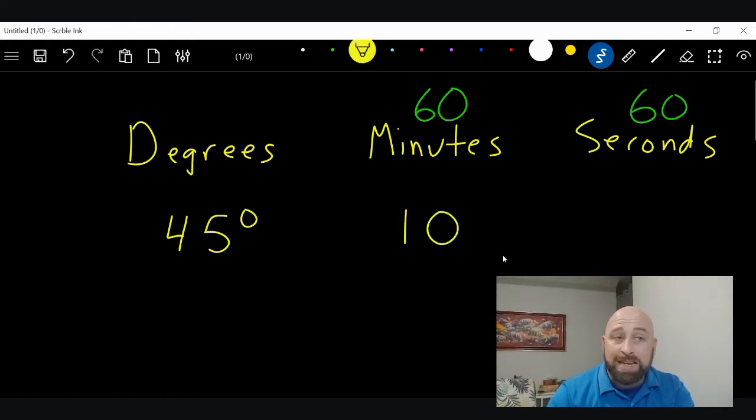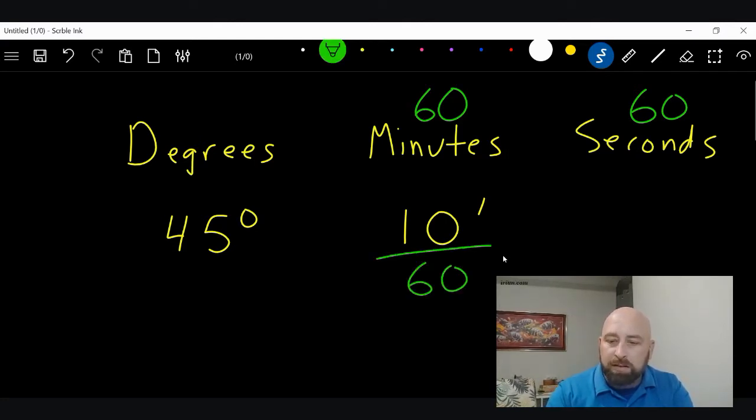45 degrees and 10 minutes. We write the minutes with one little apostrophe, okay? And that would mean 10 minutes. Now, if we're going to figure out the decimal number of this, or the fractional number of this, we would put that over 60. And then you could reduce it to 1 over 6.